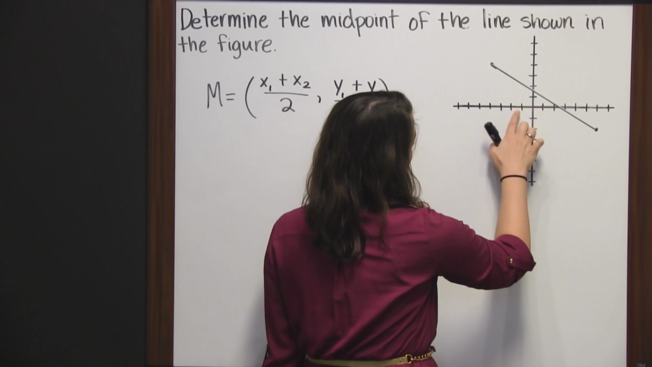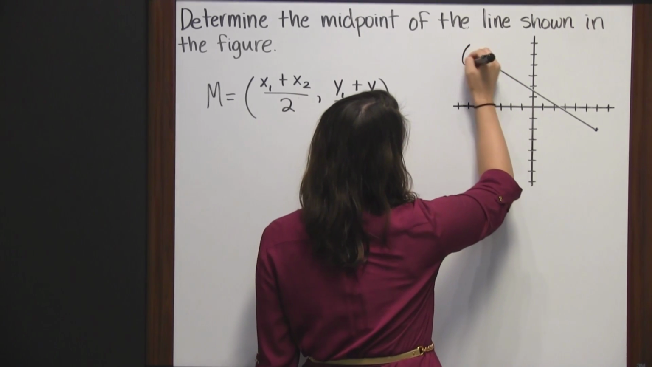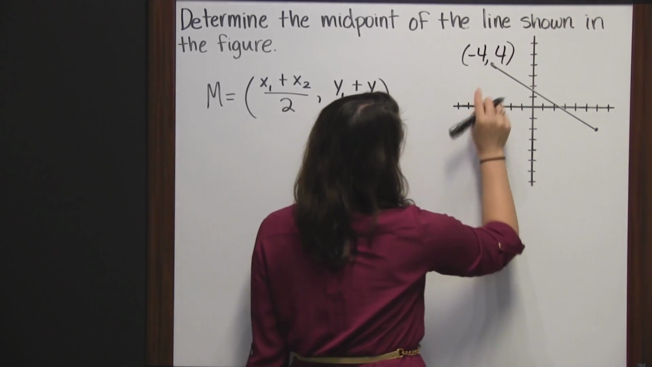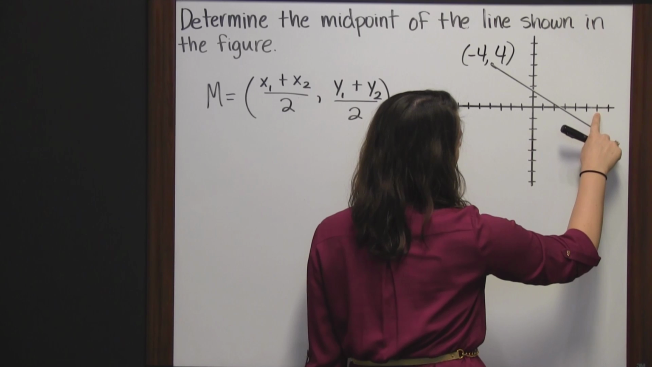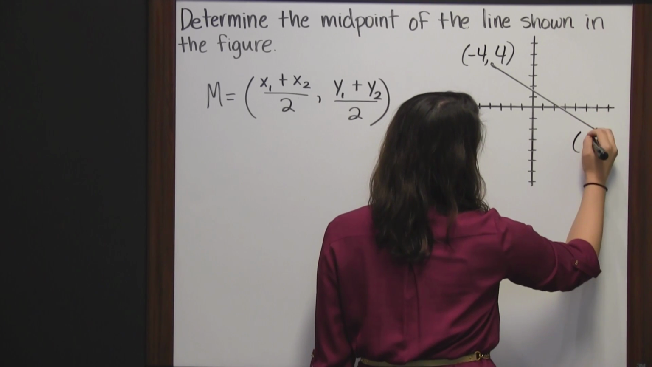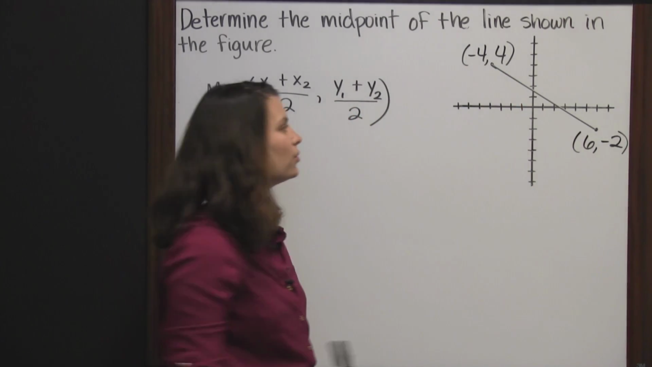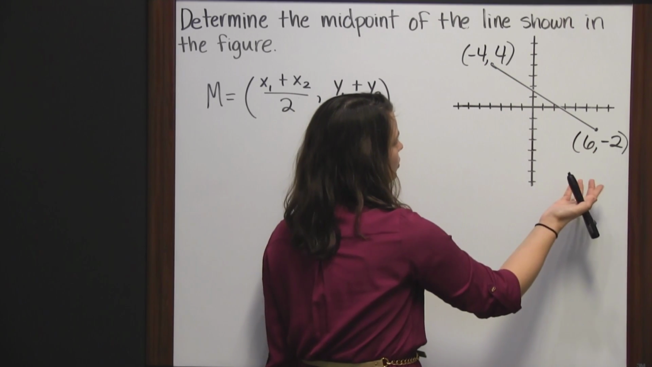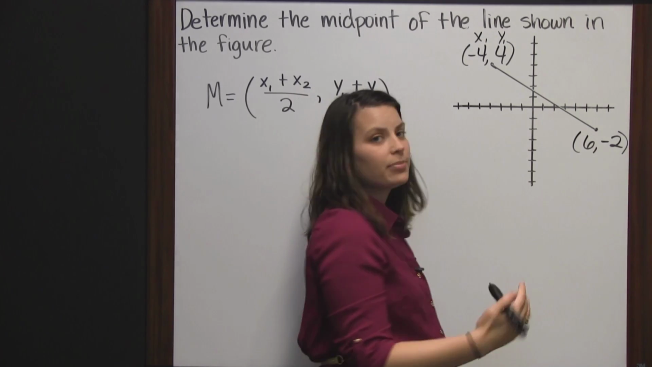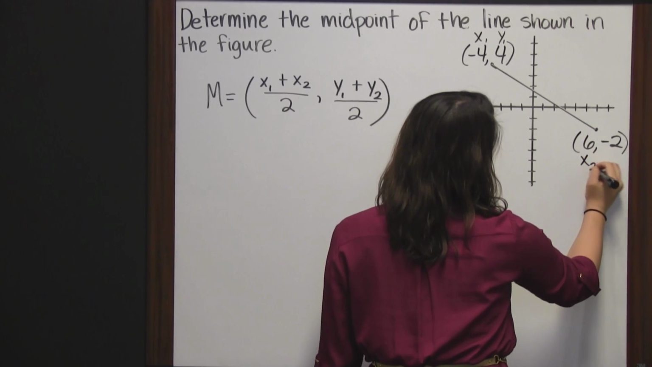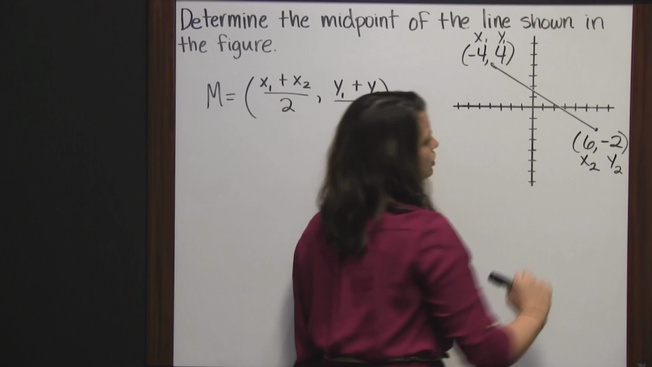So this endpoint is at negative 1, 2, 3, 4, positive 1, 2, 3, 4. So these coordinates are negative 4, 4 for this endpoint. And this endpoint is at 1, 2, 3, 4, 5, 6, negative 2. These are my x1, y1, x2, y2 coordinates. And it doesn't matter which one you label as your x1, y1, as long as you label them consistently. For instance, this could not be my x2, y1. Since this is my x2 coordinate, that means this is my y2 coordinate.